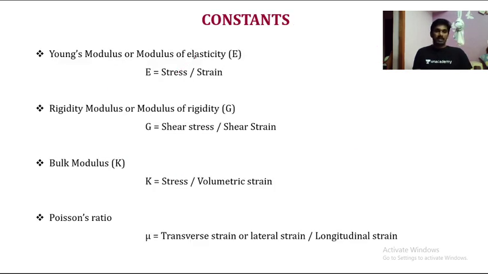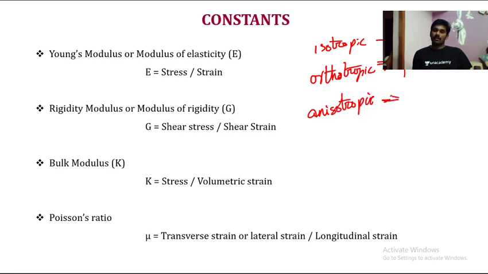So coming back to the constants, what are the constants? First of all, I will explain that there are four elastic constants for an isotropic material. We are speaking about isotropic material. For an orthotropic material there are nine elastic constants, and for an anisotropic material there are 21 elastic constants. Isotropic, orthotropic and anisotropic materials.